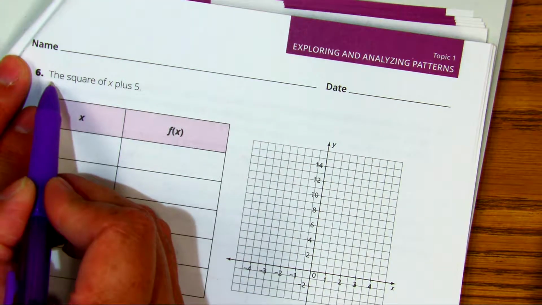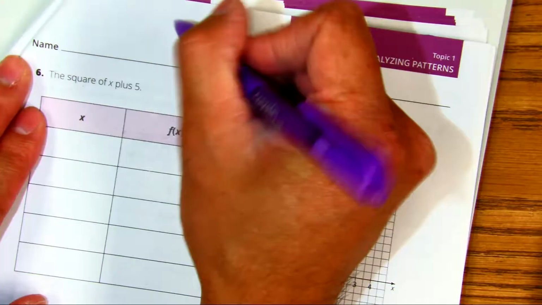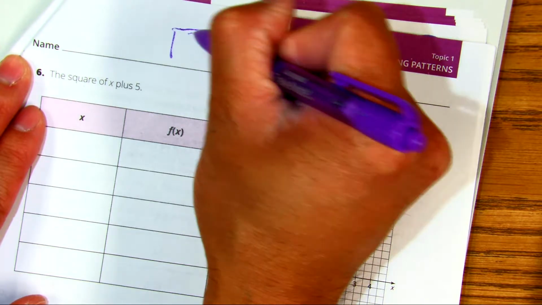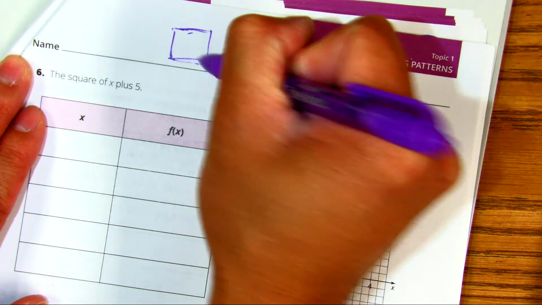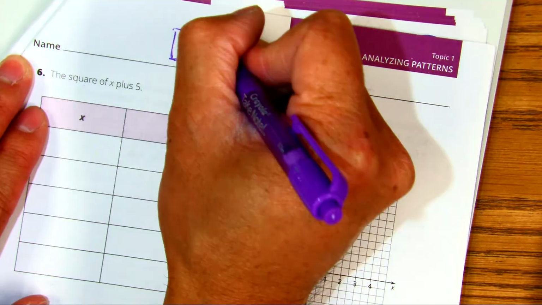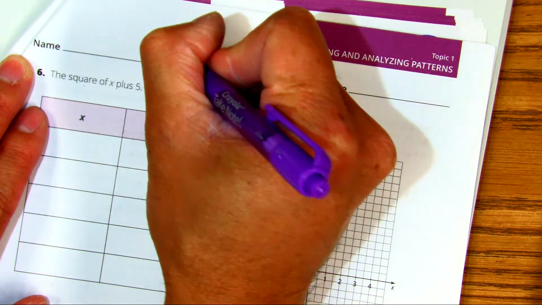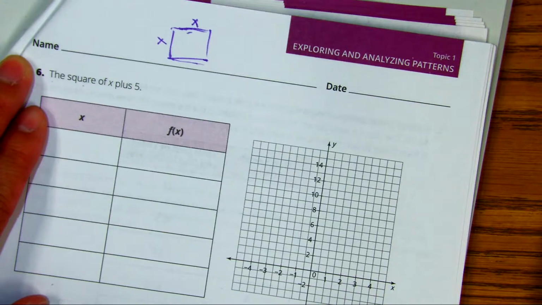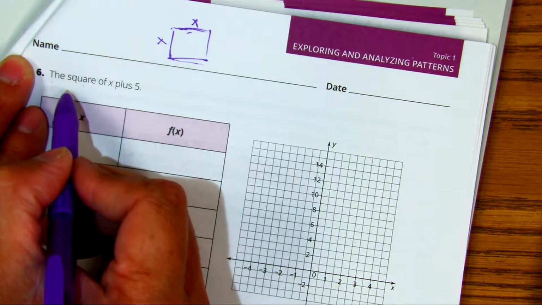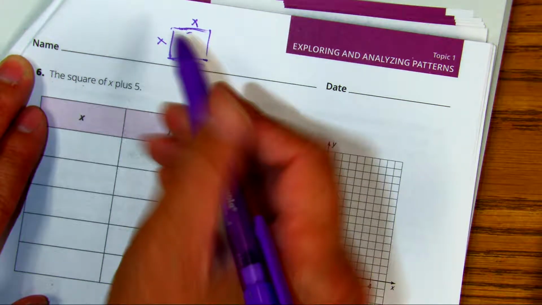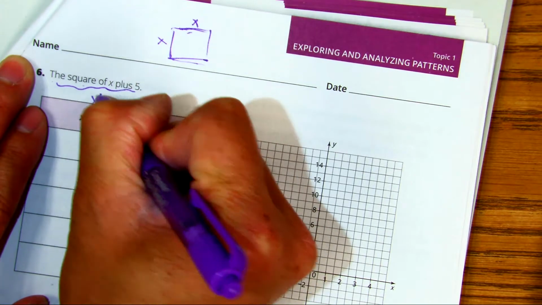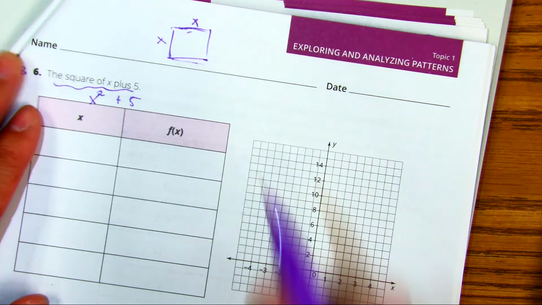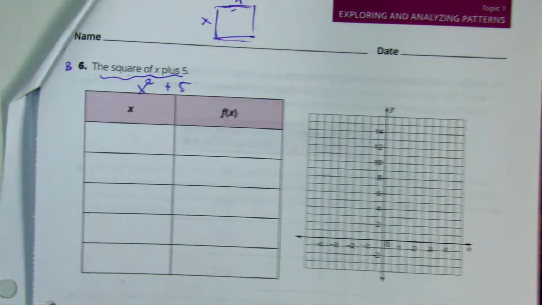The square of x. So you can draw yourself a visual. A square. And it's basically saying that x is on the outside. That's what it's implying. Because, class, if you wanted to find the area, what's x times x? X squared. Does that make sense? This represents x squared plus 5. So that is our equation. X squared plus 5.